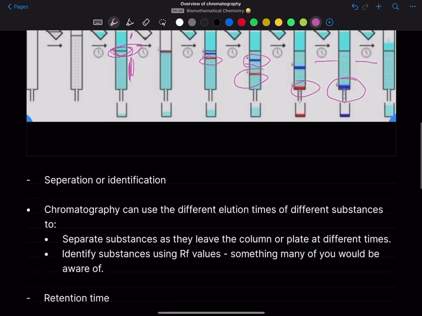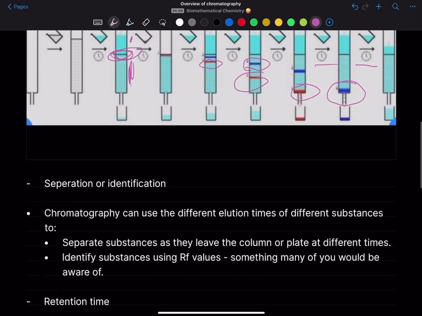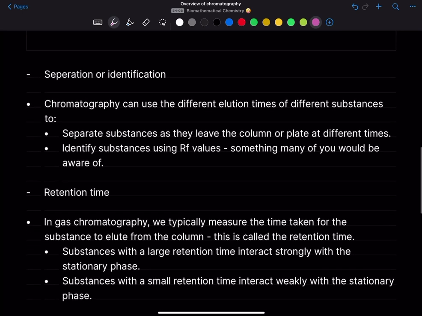And yeah, separation or identification. So chromatography can use different elution times of different substances to separate substances, as they leave the column or plate at different times. As I said before, different compounds will have different elution times, and you can identify substances using RF values. You should be aware of what RF values are for paper chromatography. The only RF value you should know is the one with paper chromatography, and that's the only one you have to calculate in your exam. It's a very easy thing to calculate.